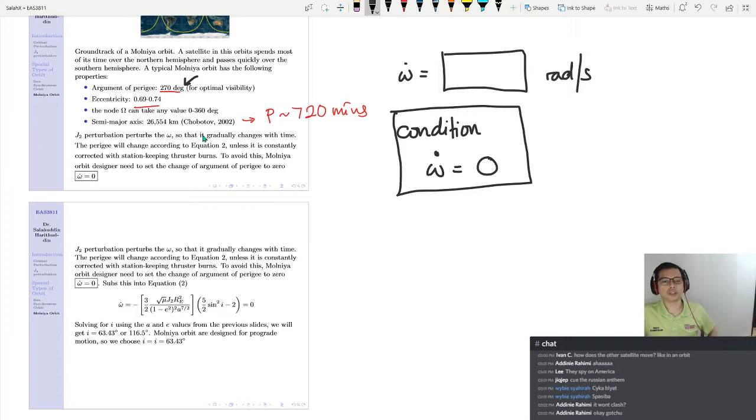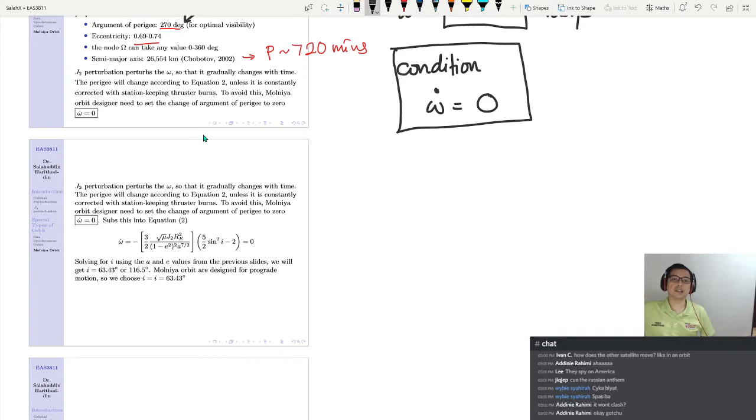So how would you design your Molniya orbit? Again, you take equation number 2, one of the formulas from just now, and write down everything. You already have your A from the initial design: you want the period to be such and such, so A is that, and you plug that number in. E you can take any number in this range, 0.69 to 0.74, but you're not sure about the inclination.